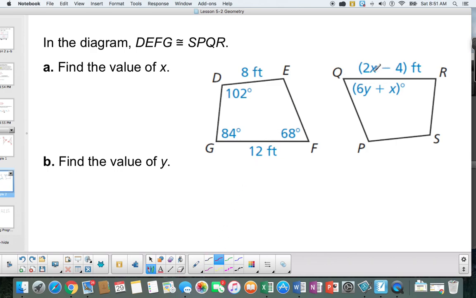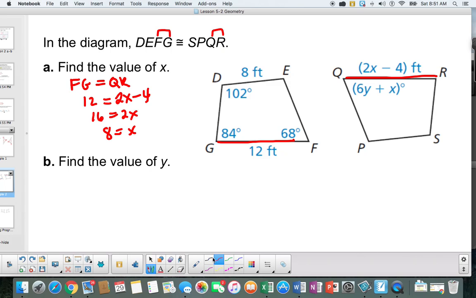Now, I see an x here with this side, 2x minus 4, and that's QR, and I'm going to go to my correspondence, and I can see that it matches with GF. So GF and QR are the same. QR is 2x minus 4, and FG is down here. It's equal to 12. So this is going to be 16 is equal to 2x, therefore x is equal to 8.